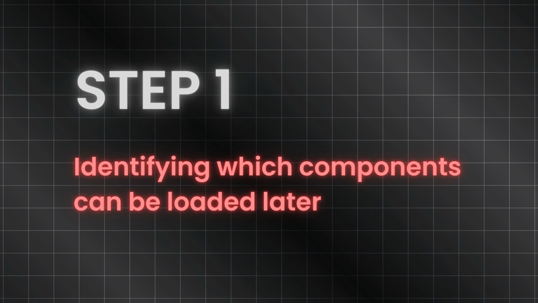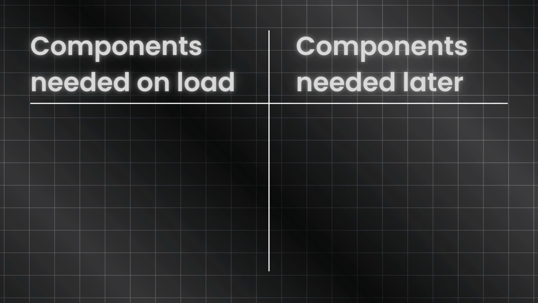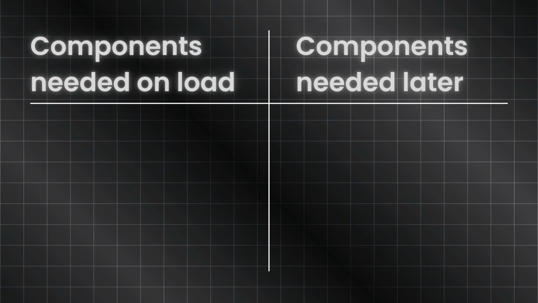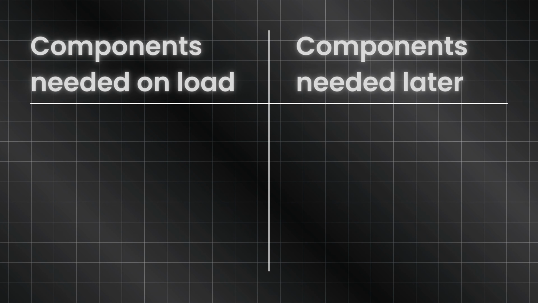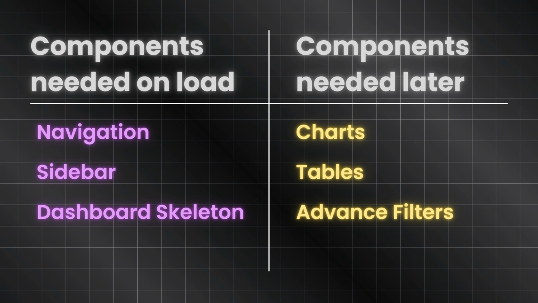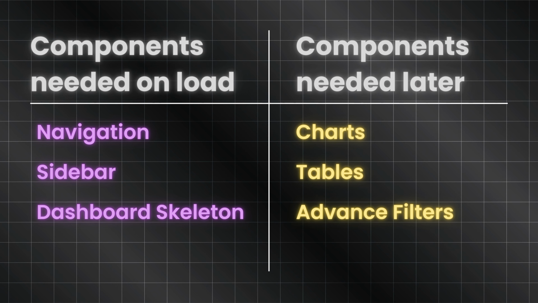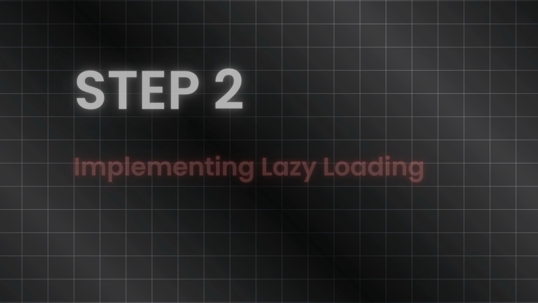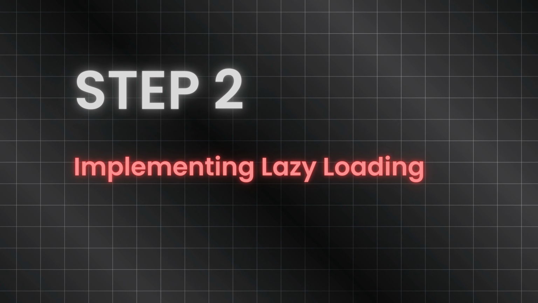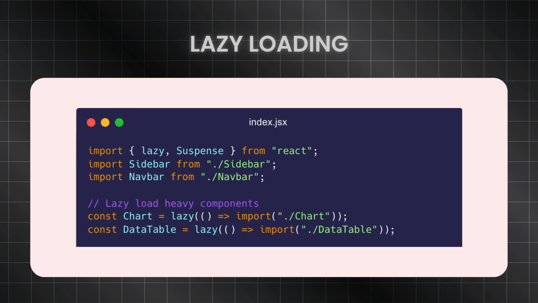Step 1 would be identifying what can be deferred. Let's break this down. We have two segments, components that must load immediately and components that can be loaded later. In the first segment, we have navigation, sidebar, and dashboard skeleton. And in the second segment, we have heavy components like charts, data tables, and advanced filters. Step 2 would be to implement lazy loading. Instead of importing all the components upfront, we dynamically import the heavy ones using React's lazy and suspense.